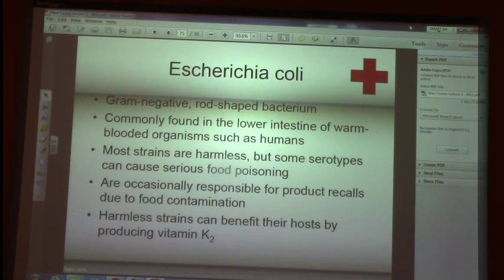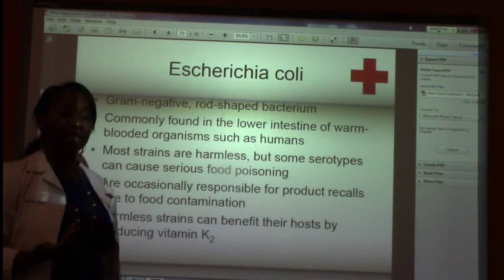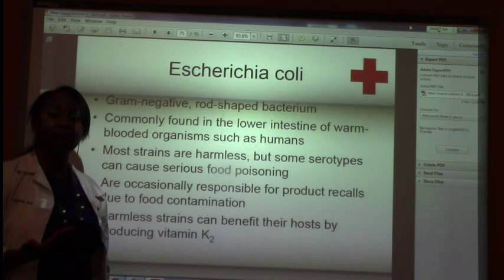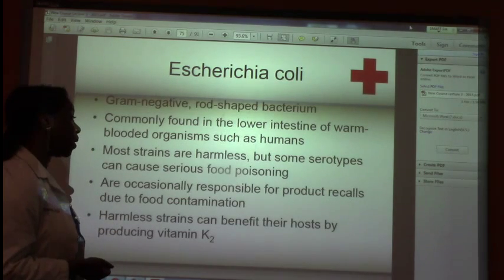Escherichia coli, we commonly refer to this organism as E. coli. That's the next bacterium. They are gram-negative, rod-shaped bacteria. They are commonly found as a part of our normal flora in the lower intestine of warm-blooded organisms, again, such as humans. Most strains are harmless. For those that are considered a part of our normal flora, they are going to be harmless as long as they remain in the areas of the body where they should normally be found. So again, the lower respiratory tract.